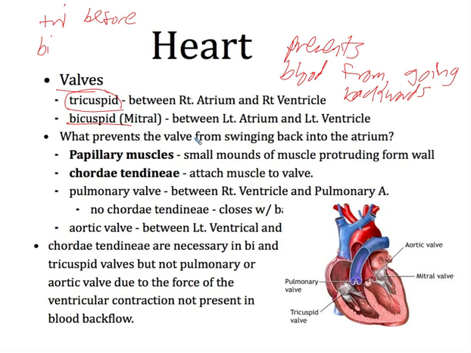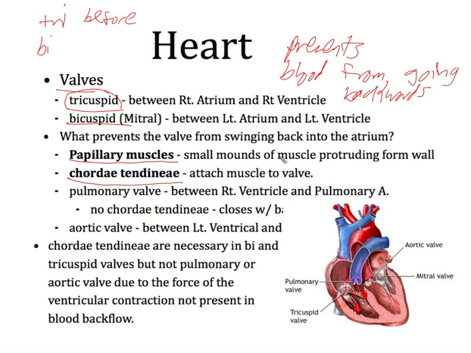Okay? And so to prevent your valves from swinging backwards and really getting into a pinch, you have these things called papillary muscles and chordae tendineae. So these papillary muscles are these guys down here on this picture, kind of shaded in red here. Those are your papillary muscles. The chordae tendineae are the actual cords here that go and attach to the valve itself and keep it open or keep it closed. Okay?